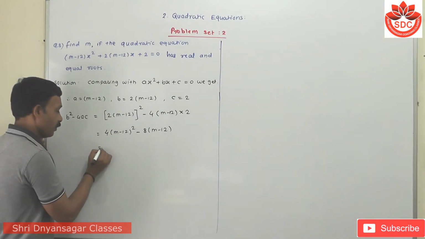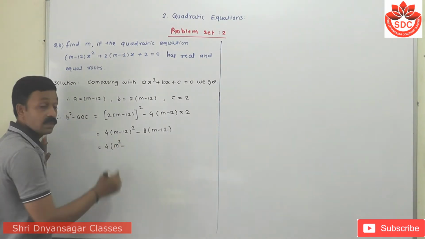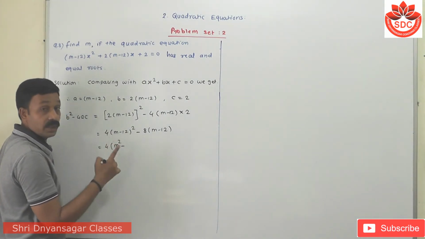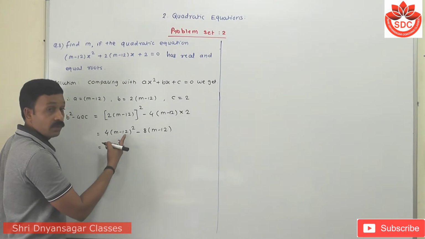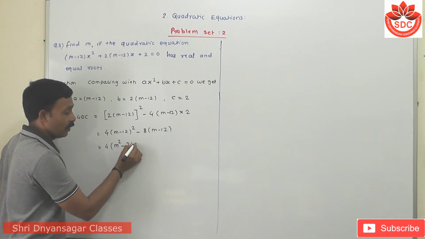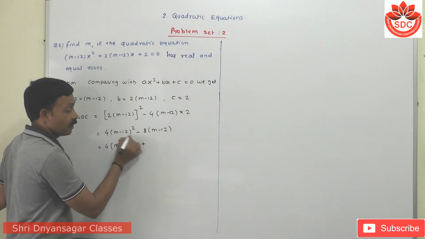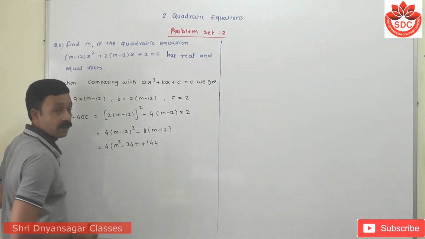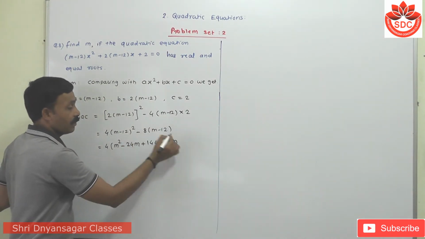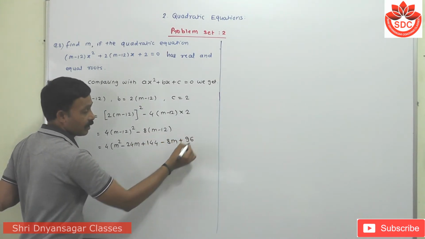Then squaring this bracket, we get 4 into m square minus. The (a minus b) bracket square I can directly write here: a square minus 2 into a into b, that means 2 into m into 12, which becomes 24m. Then b square means plus b square, 12 square is 144. Then multiply this minus 8, we get minus 8m, minus minus plus, 12 8s are 96.